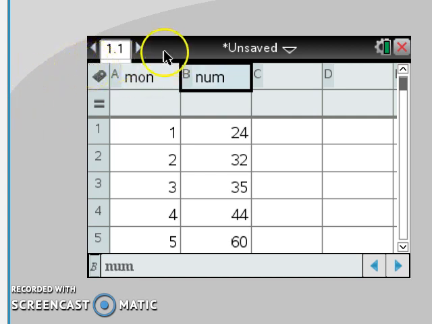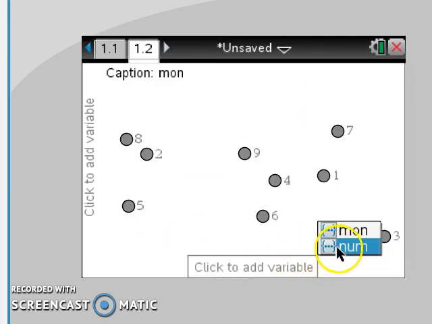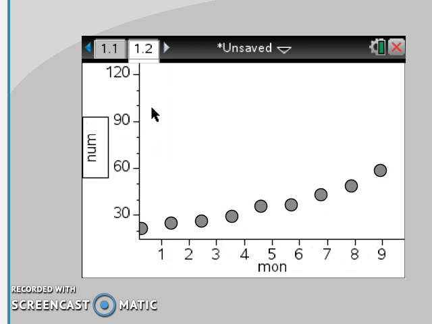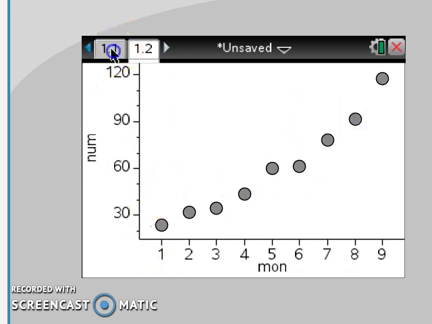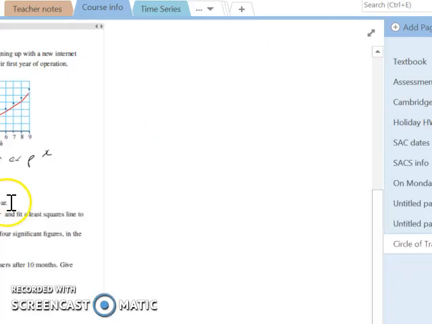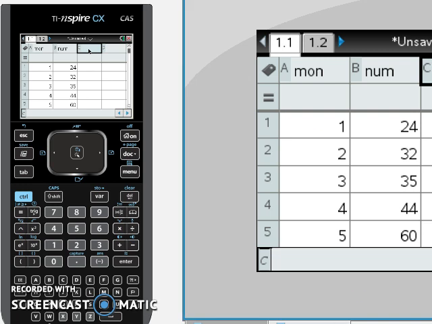Okay, so at the moment I've got month and number. Alright, we're recording. And you'll see if I do a scatter plot, it's going to be non-linear. If I go Control I, add data and statistics, that was month, that was number. See, it's non-linear. Okay. So what you do to apply the transformation, our question said do a log y transformation, or change the number to be log number. What we do is the following.